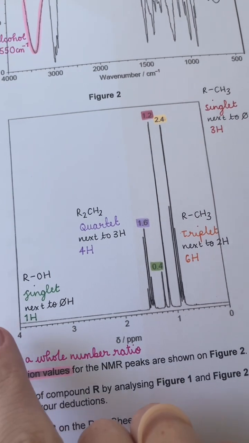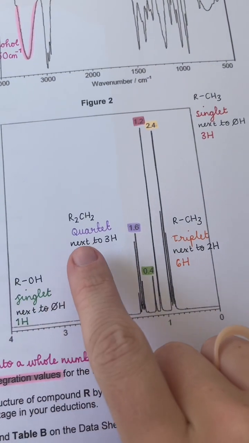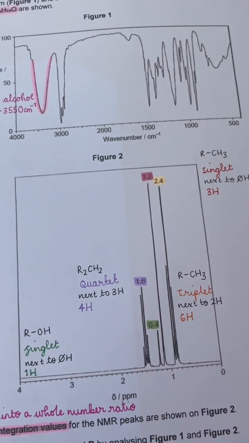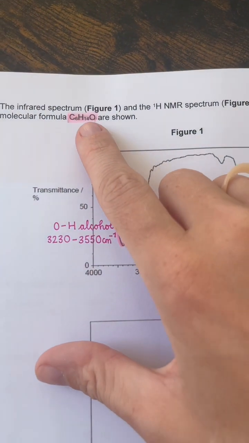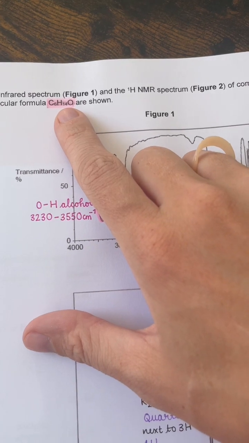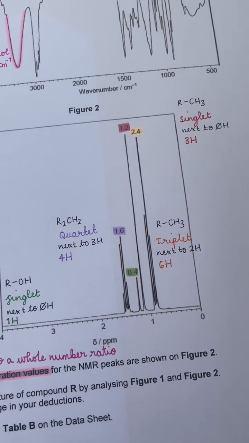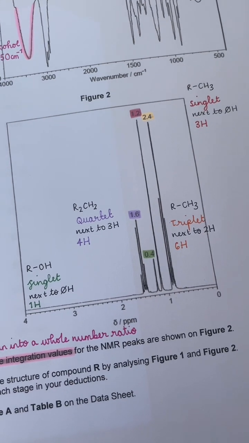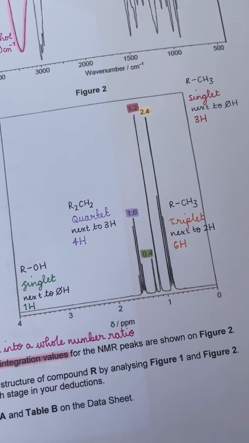Now if I add up the 1 hydrogen in that environment, the 4 hydrogens in that environment, 3 in that one and the 6 in that one, I get to 14. And just coming back to my molecular formula, that's how many hydrogens are in this compound. So that would suggest that I've correctly identified the whole number integration values.